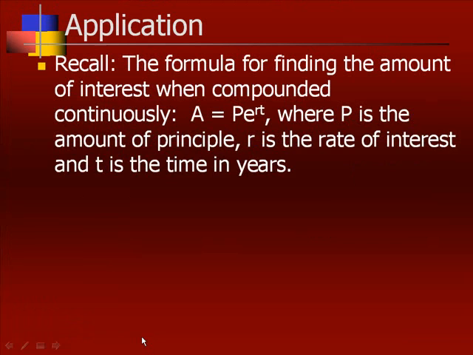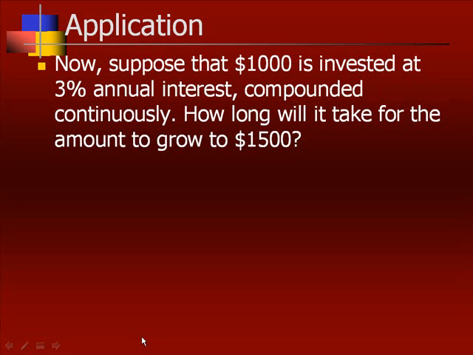Now for applications, the formula for finding the amount of interest when compounded continuously was A equals Pe to the rt, where P was the amount of principal, r is the rate of interest, and t is the time in years. Now, suppose that $1,000 is invested at 3% annual interest compounded continuously. How long will it take for the amount to grow to $1,500?